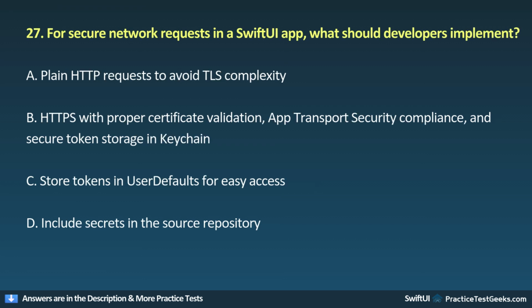27. For secure network requests in a SwiftUI app, what should developers implement? A. Plain HTTP requests to avoid TLS complexity. B. HTTPS with proper certificate validation, App Transport Security compliance, and secure token storage in Keychain. C. Store tokens in UserDefaults for easy access. D. Include secrets in the source repository.